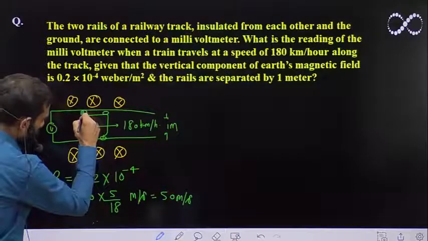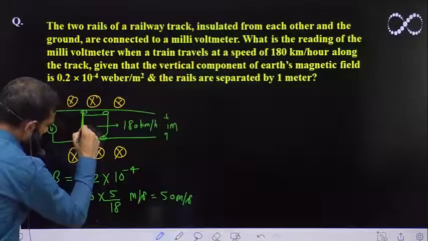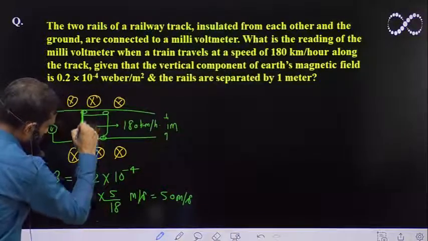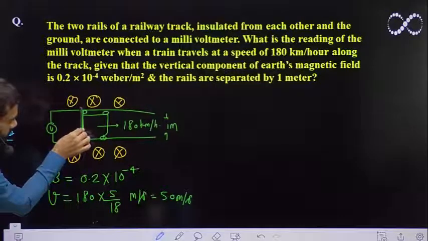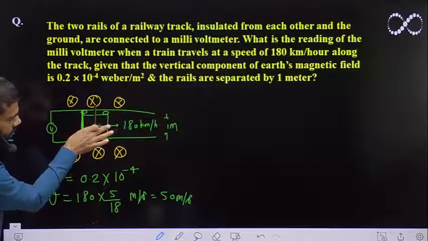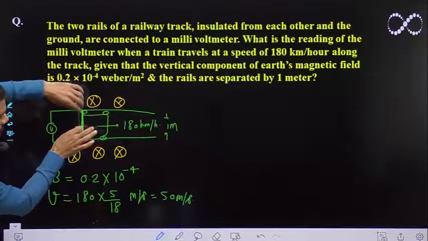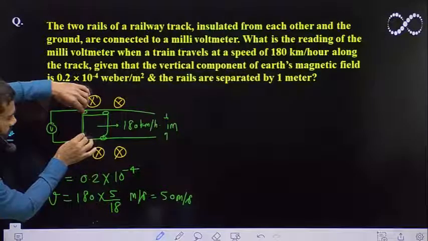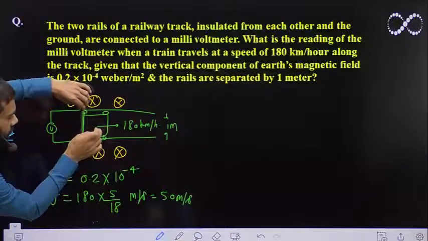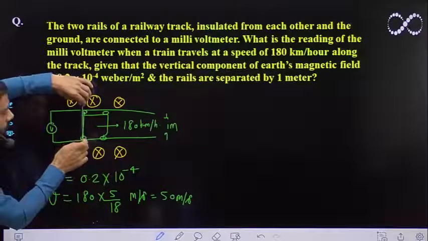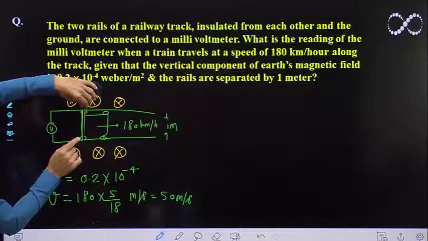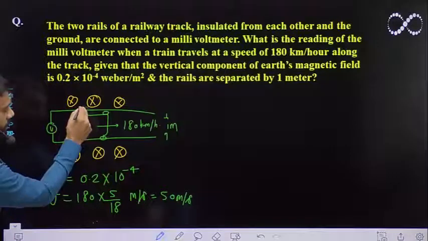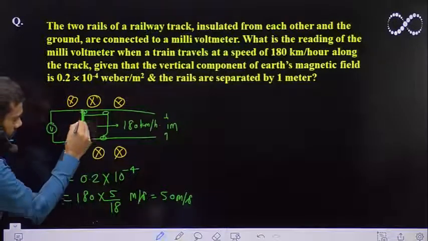only, across these two ends, because here the rod will be perpendicular to the velocity and the magnetic field is also perpendicular. So here you can see the rod, velocity and the field all are mutually perpendicular. So this satisfies the condition for the motional EMF. So we'll get the EMF only across these two ends.